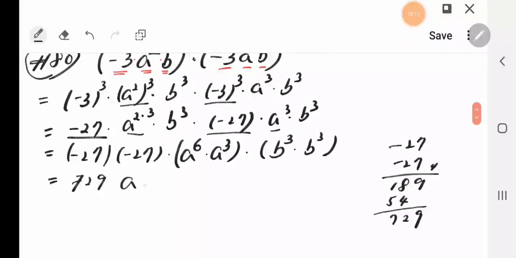Then for a, add the exponents. For b, the exponents are 3 plus 3. So finally, 729 a to the 9th power times b to the 6th power.